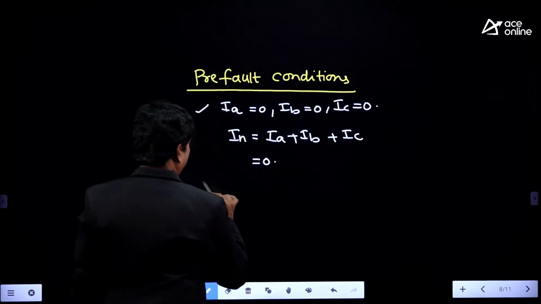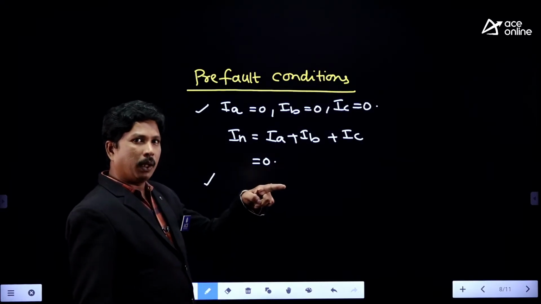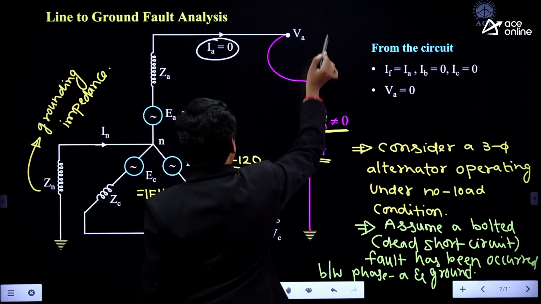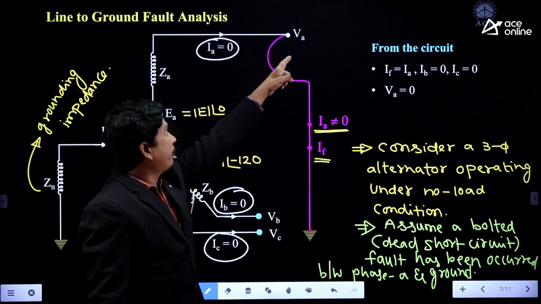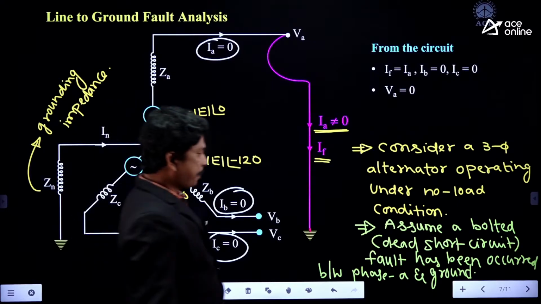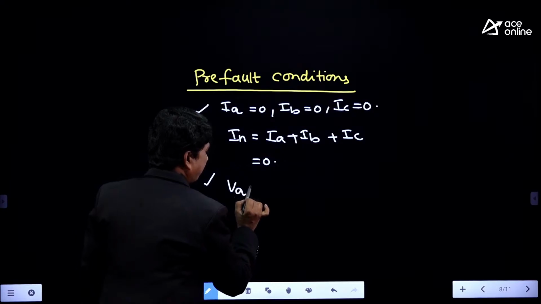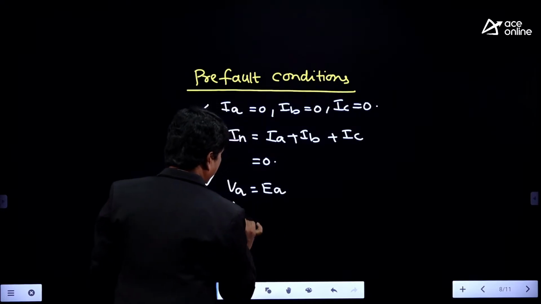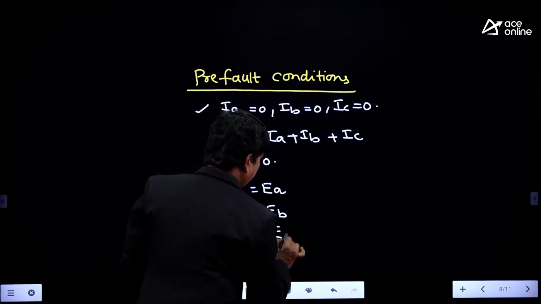Clear? Right. And as the initial system is under no load condition, the terminal voltages are exactly equal to the induced voltages. VA is the terminal voltage, VB is the terminal voltage, VC is also the terminal voltage. Therefore, VA is equal to EA, VB is equal to EB, and VC is equal to EC. So the induced voltage and the terminal voltage are exactly the same.